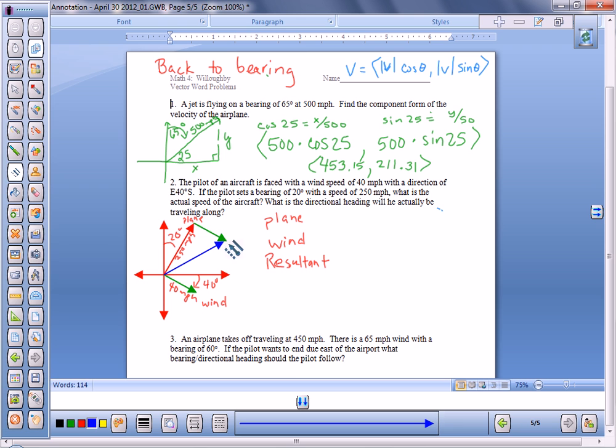And that will give us the speed of the aircraft and the directional heading, because the direction is affected by that wind also. So for the plane, what we're going to do for the plane, I'm going to move these out of the way just for a moment so we can look at just what we need right now.